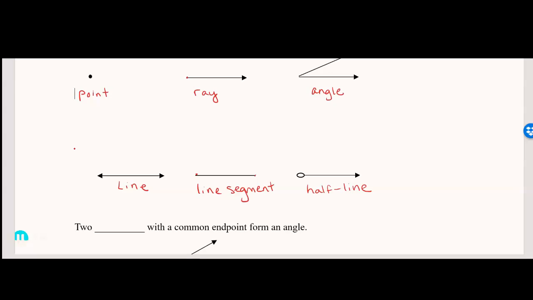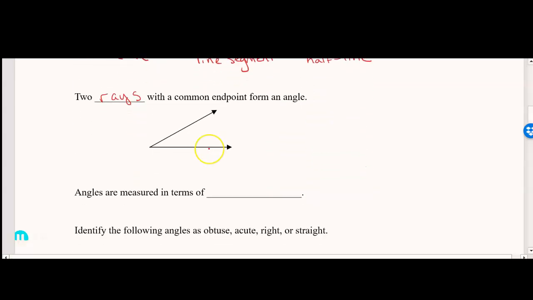And I kind of gave this away, but two rays with a common endpoint form an angle. And you can see over here we have your image of an angle. And angles are always measured in terms of degrees. A lot of times we use that little circle symbol. So if I said something was 40 degrees, we would use that little symbol, or you could actually spell it out.